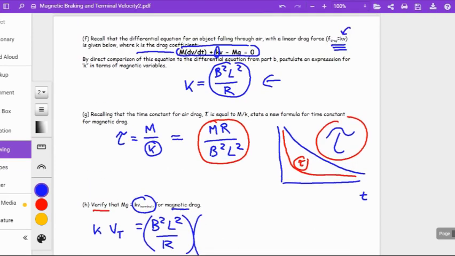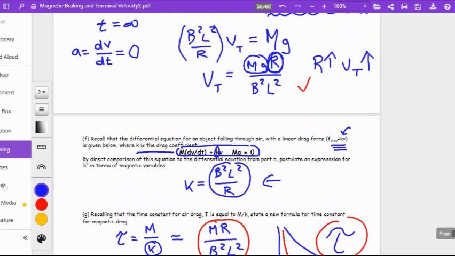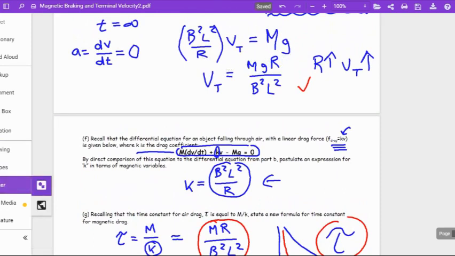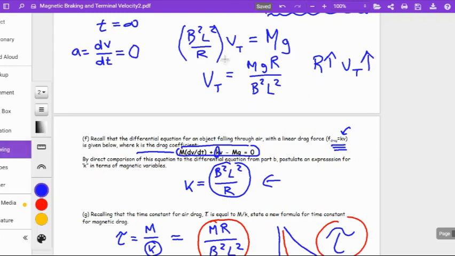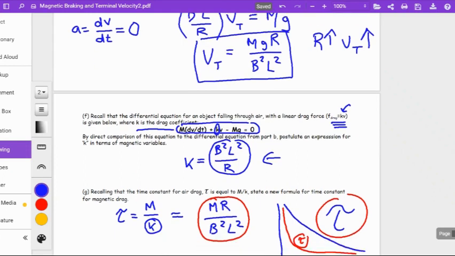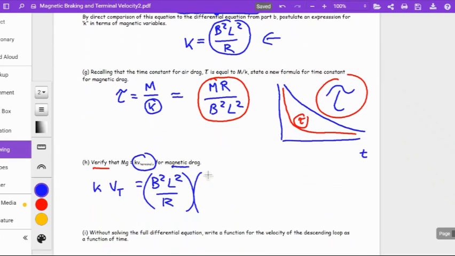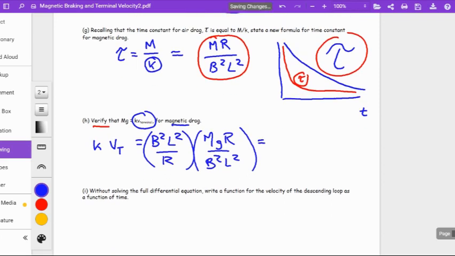And then terminal velocity, I've got to go back and look at that. That's over here. So terminal velocity is this: mgR divided by B squared L squared. So I'm plugging in my magnetic specific equations here. And I hope that you see that lots of stuff goes away and leaves you with the weight of the loop. So again, this should make sense to you if you remember stuff that we did in the fall with terminal velocity.